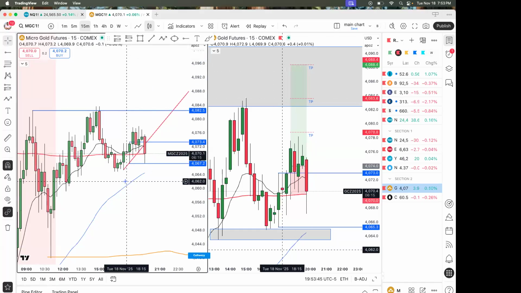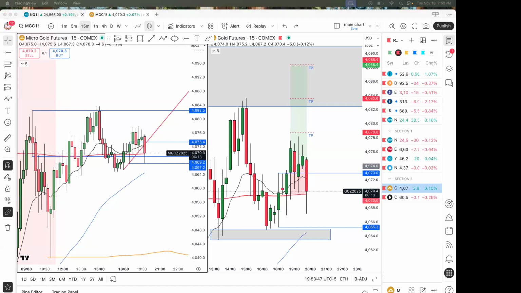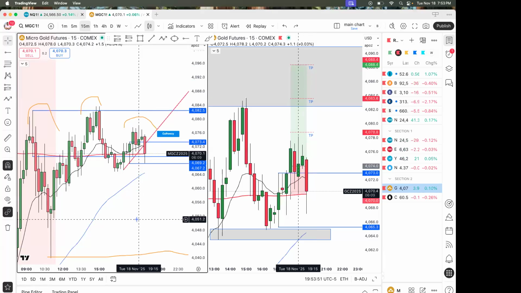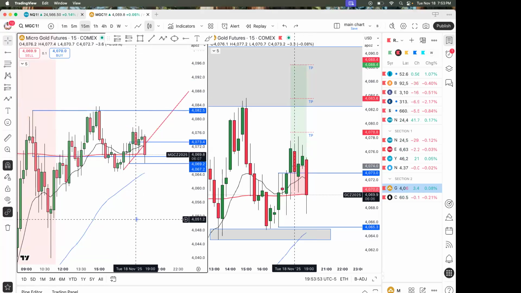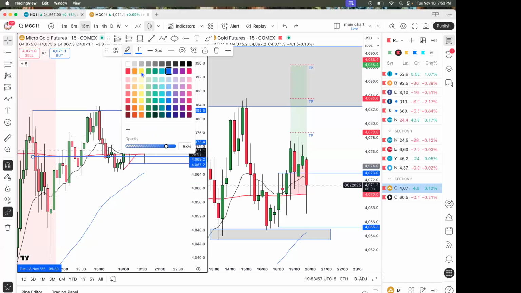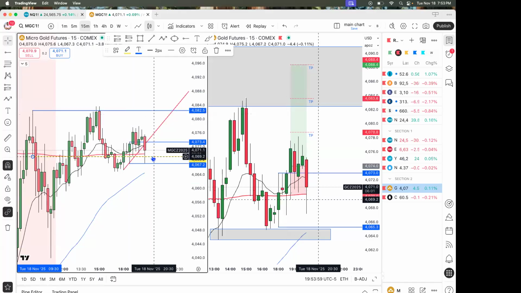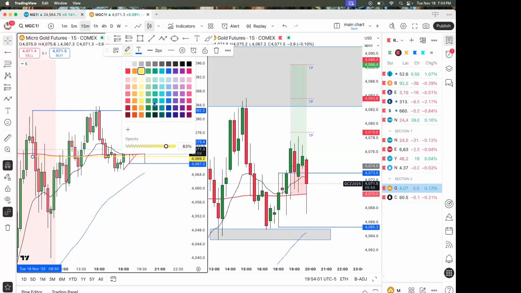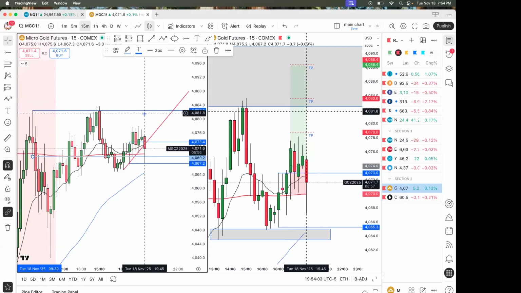What the fuck is gold doing, bro? Yeah, this looks like a head and shoulders. Okay, explain head and shoulders. It's basically like 3 mountains. The middle one is bigger than the other 2 on the side. A head and shoulders usually signals a reversal.